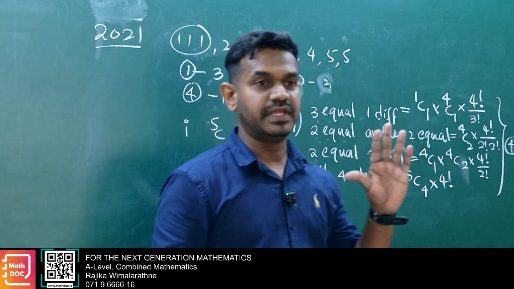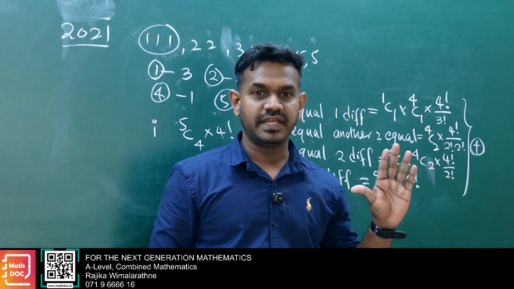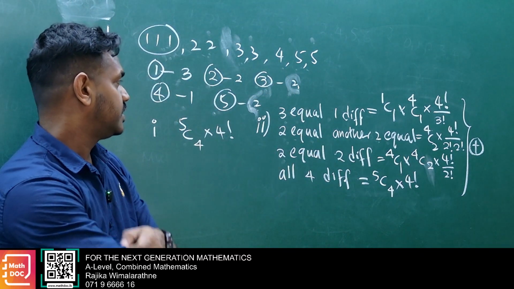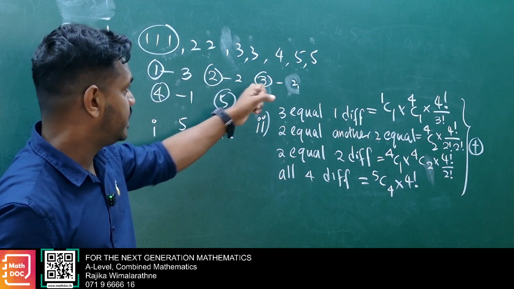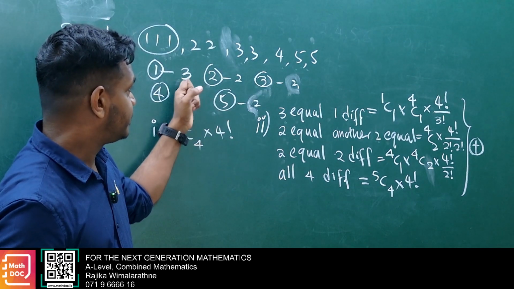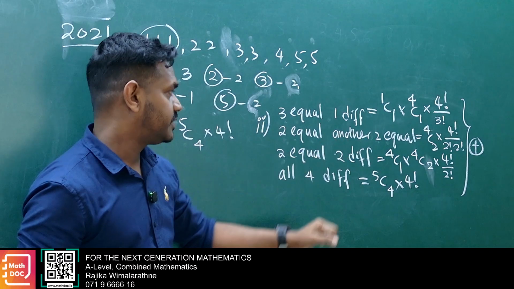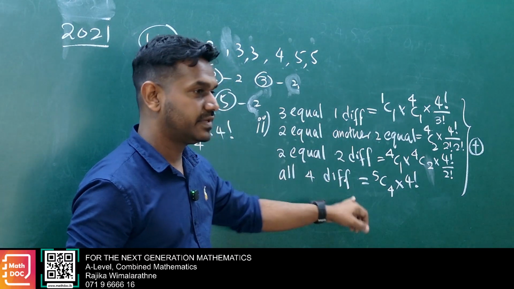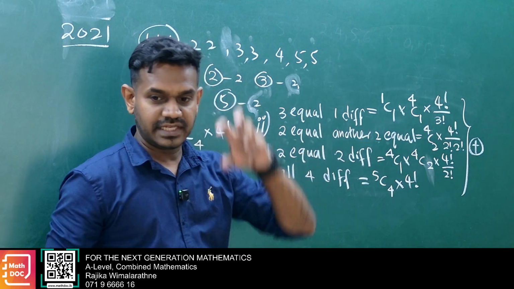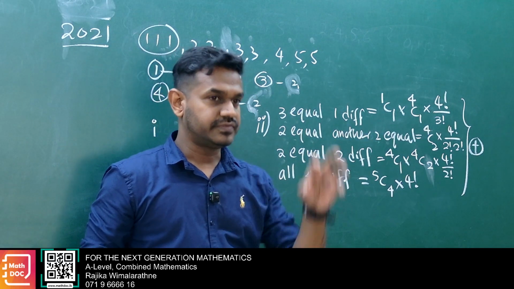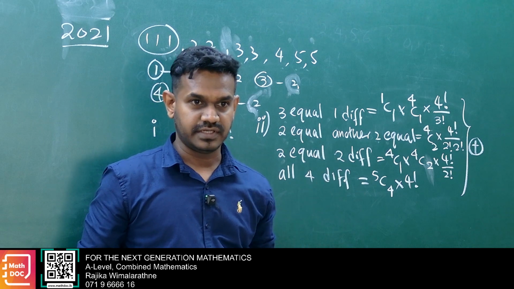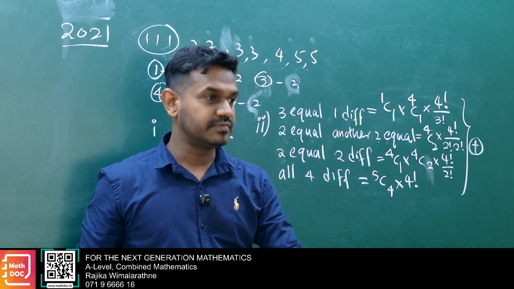Okay, first you group them and analyze. Here you group each of them. Because of this, at maximum 3 equal 1 different is possible, 2 equal another 2 equal possible, 2 equal 2 different possible, all 4 different possible. Then you have to select the group first, and in that group you take the relevant count.